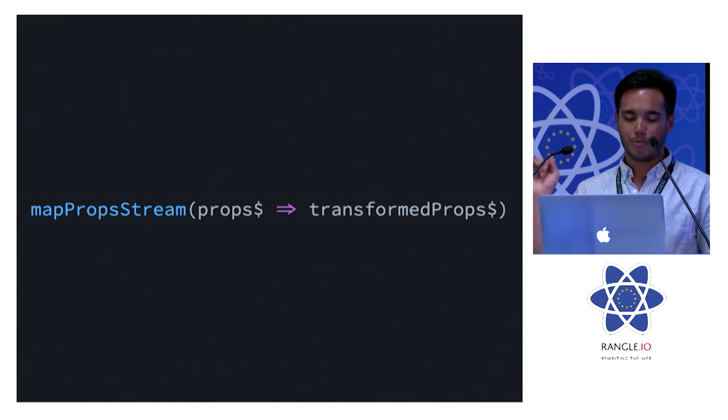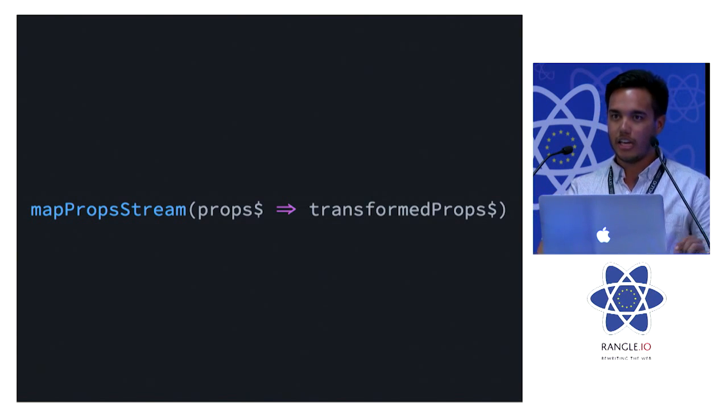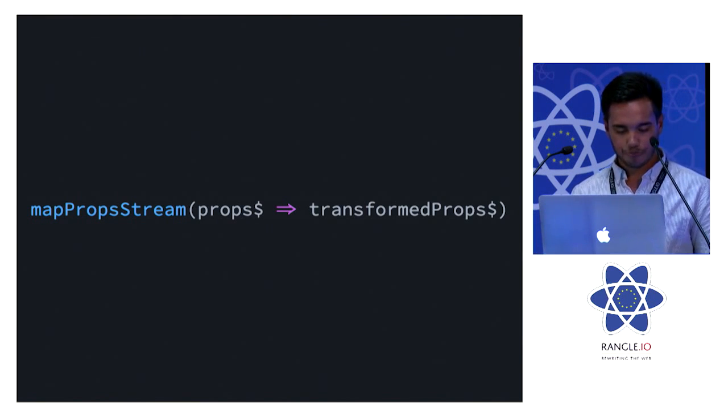Also, I should mention that mapPropsStream is technically part of a separate project called RxRecompose, but once RxJS 5 is out of beta and I can just use the observable spec, then we're just going to drop the Rx dependency and just merge this function into Recompose.